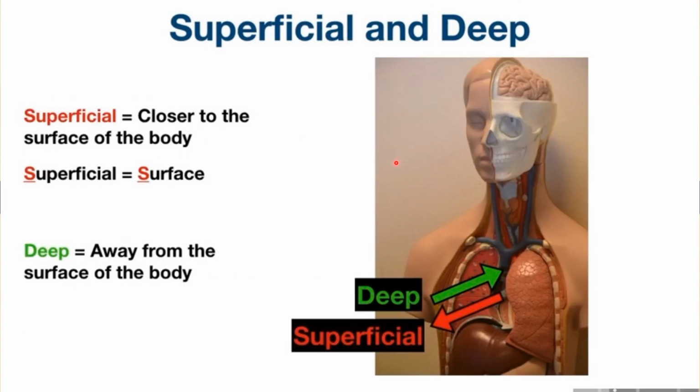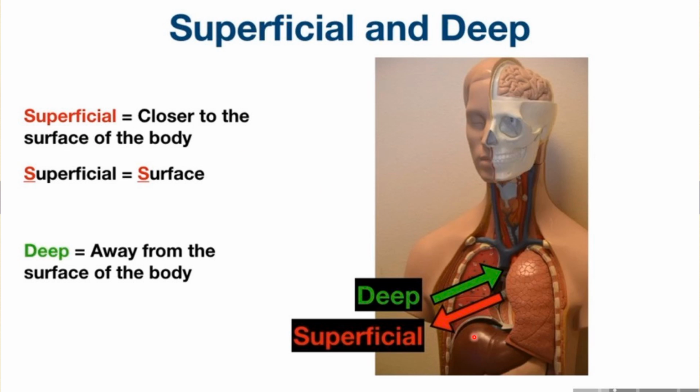Then we use another term, superficial and deep. We can say superficialis or profundus. When we say superficial, it means that it is closer to the surface of the body. Here, the surface of the body, or your skin, is the reference point. Any structure that is closer to the surface of the body is superficial.